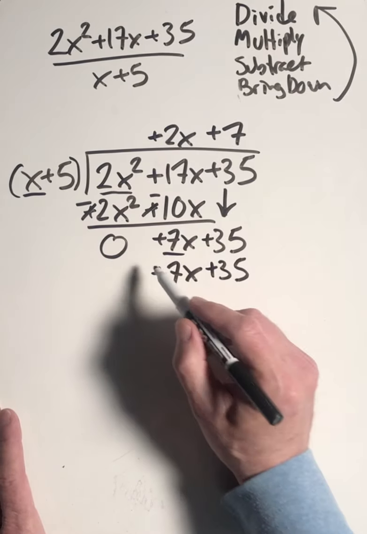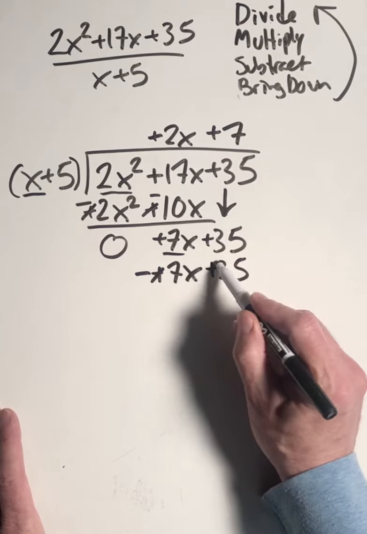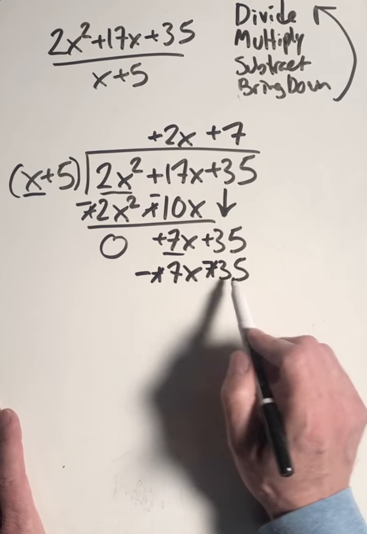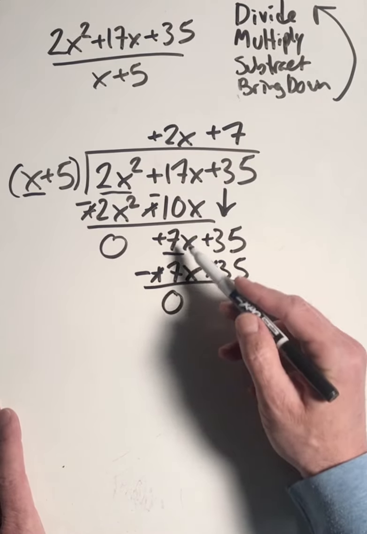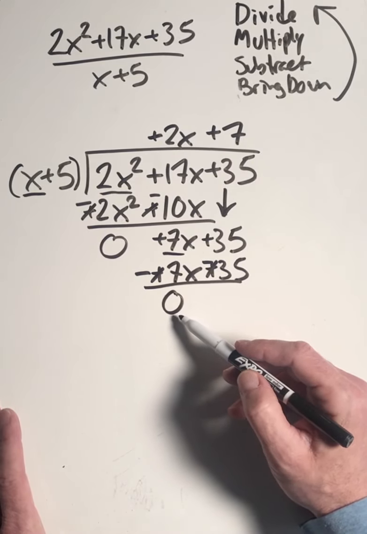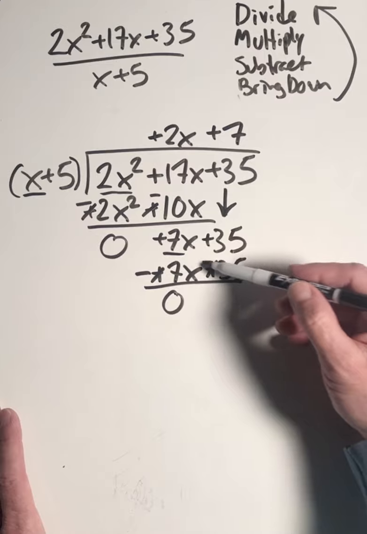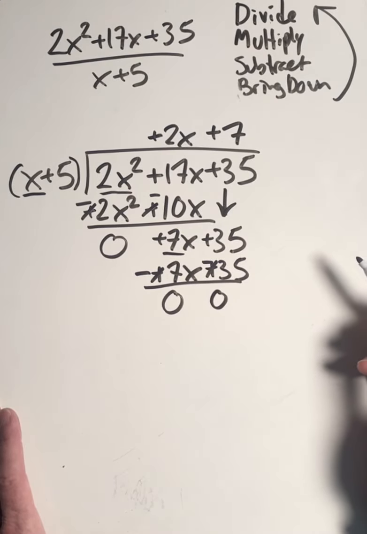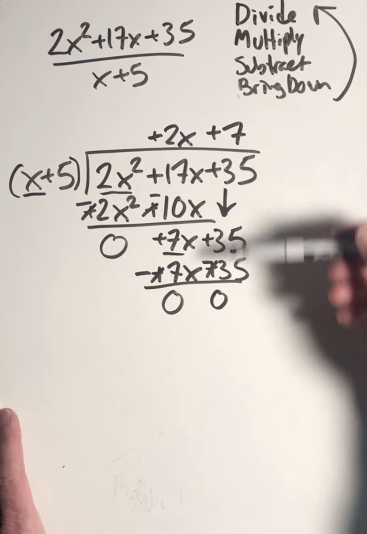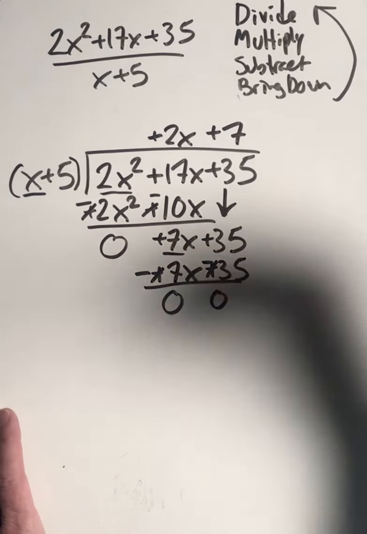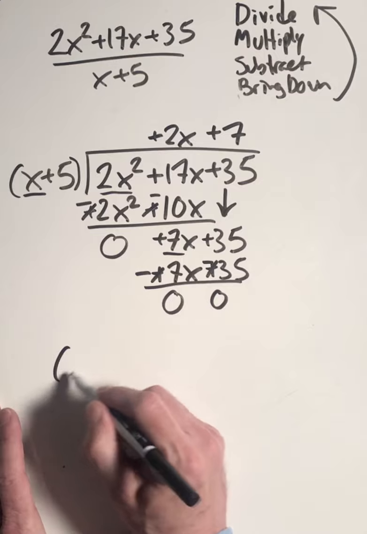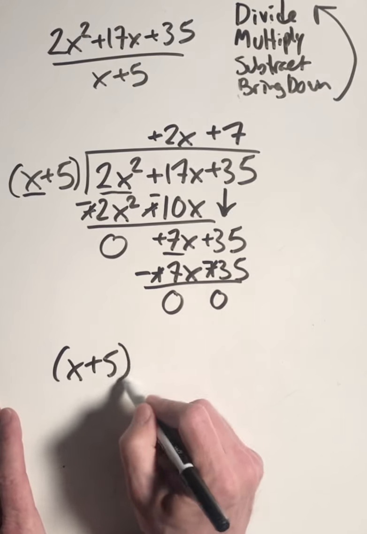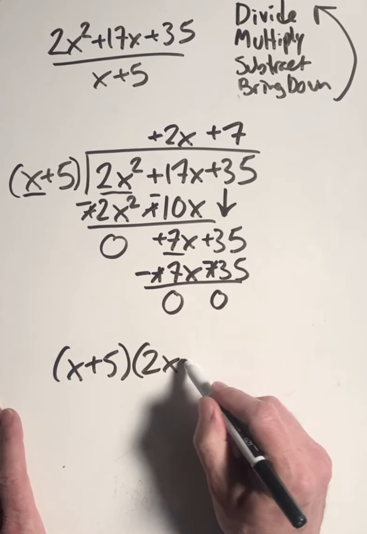My next step would be to subtract. In effect, I'm changing the signs of both of these because I'm subtracting everything. 7x minus 7x is 0. It needs to be, so I know I'm right so far. Positive 35 minus 35 is also 0. So now, when I've brought down and I have zeros left, I know that my answer here is 2x plus 7. I'm always going to check these with FOIL just to make sure that I didn't make a mistake.